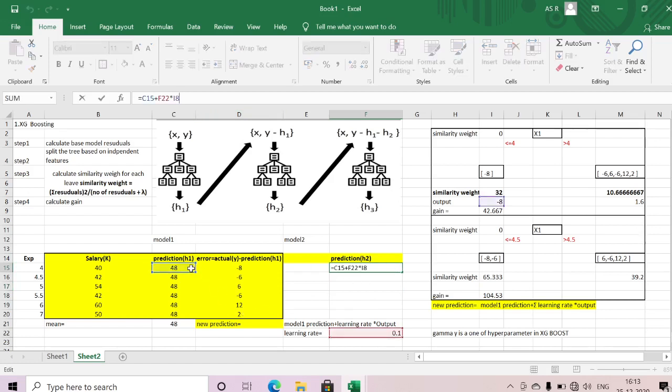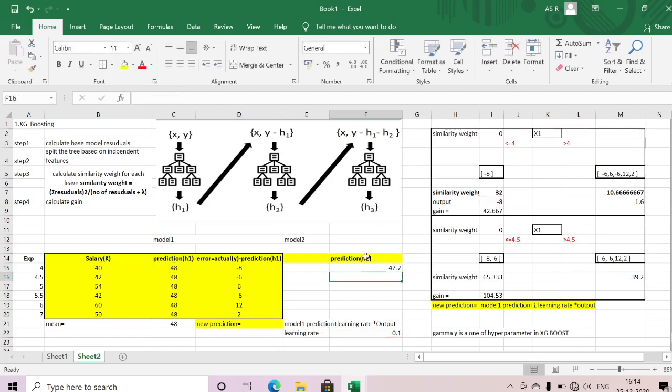Model 1 prediction. Here I have calculated the prediction of the first record, 48. This is the formula: new prediction equals model 1 prediction, 48, which is the base model prediction, plus learning rate, a constant 0.1, multiplied by the output of the first leaf. For example, my record is 4, so it will come here. My output is -8. In a similar way I got the prediction as 47.2. Here the actual is 40 and my first model prediction is 48. I reduced it to 47 using the second model.